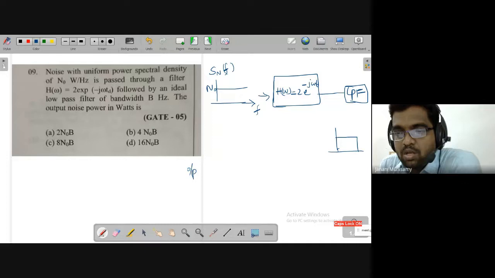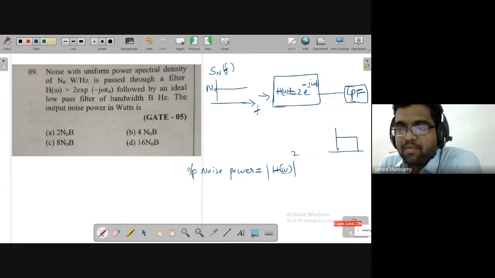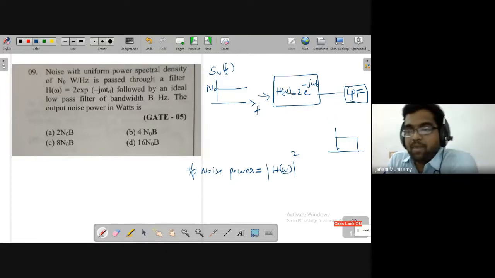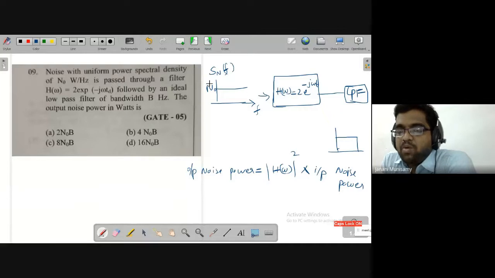So output noise power is equal to, please refer to the formula, the magnitude of the system, just take the square, because the system is defined in terms of voltage. So instead of voltage, we have to find the power response. So just take the square, then multiply with the input noise power. So simply this N0 will be multiplied by 4, so here I will get 4 N0.